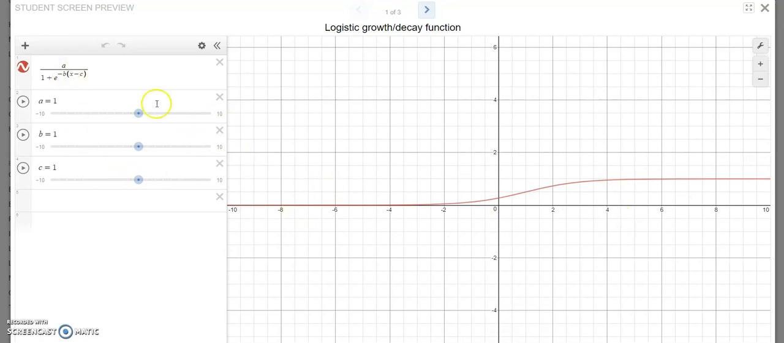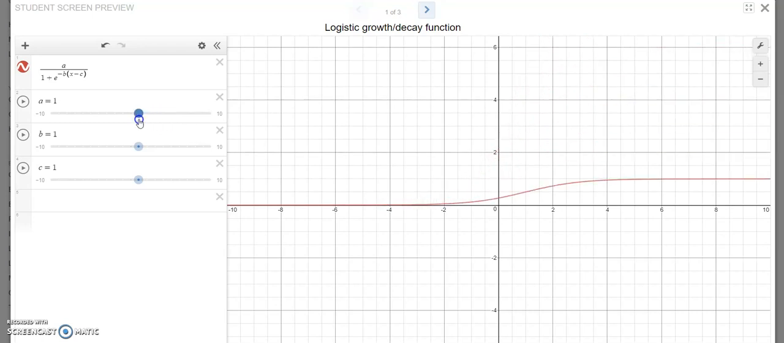The thing we need to look at here mainly is this negative B, so we've got to be careful. When B goes into the negatives, it's actually a positive. So let's start by changing A. If we go positive, we move it up. Our logistic function grows. It just moves upward.